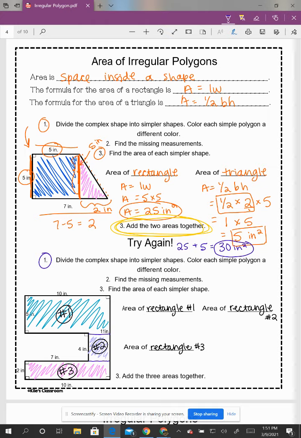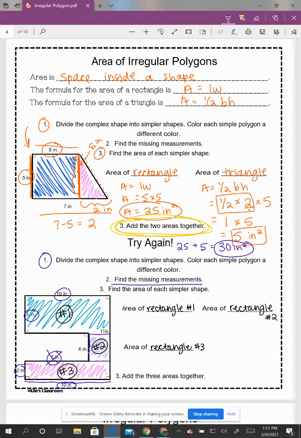Let's start with rectangle number 1. Now, I need to find any missing measurements. There are no missing measurements needed here. However, there are some measurements that I need to try to find for some others. Now, looking at this, I have a length and I have a width. For rectangle number 3, I have a length and a width as well. However, this is not the width that I want. I want the full edge here. So 10 inches is the one. Be careful not to use any information that is unneeded.